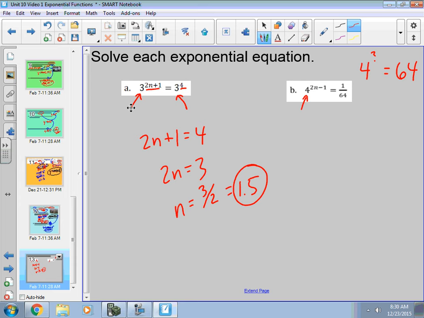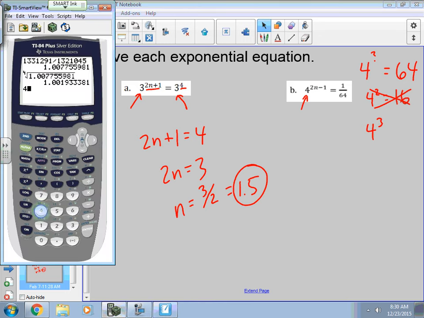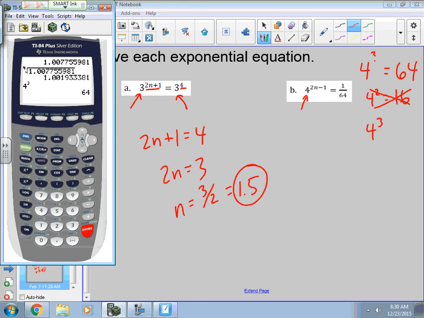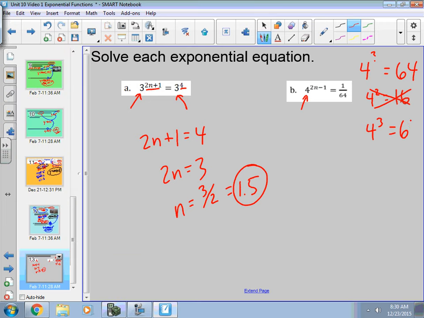Well, let's try some things. If we do 4 squared, that's 16. Nope, that's not what we want. If we do 4 to the third power, let's try that on our calculator. 4 to the third, we get 64. There we go. 4 to the third power equals 64. So another way we can write this problem now is 4 to the 2n minus 1 equals 1 over 64, which is the same as 4 to the third power.